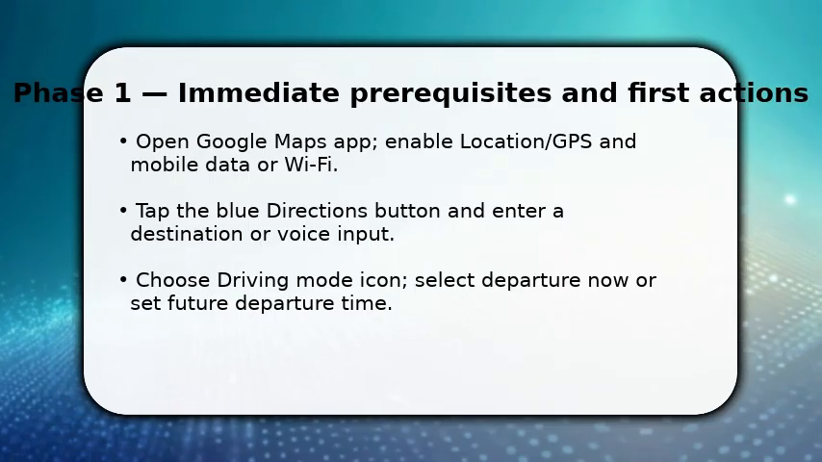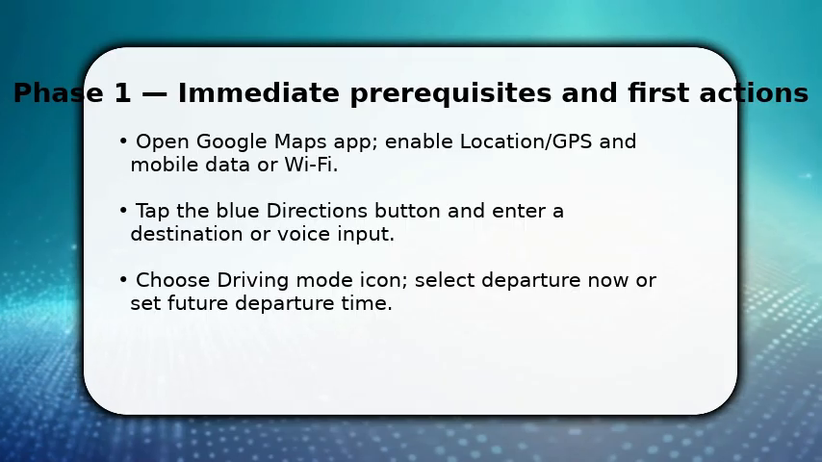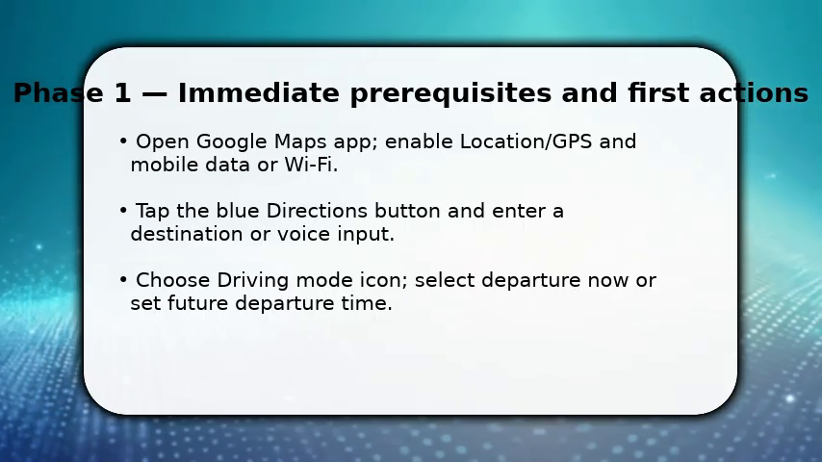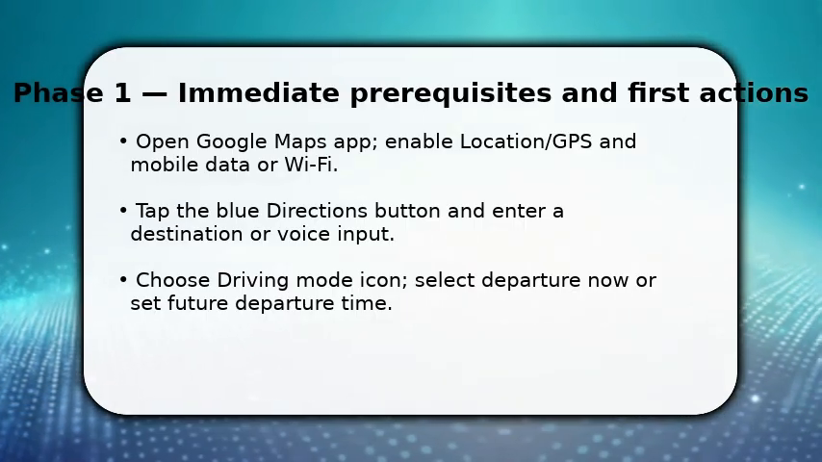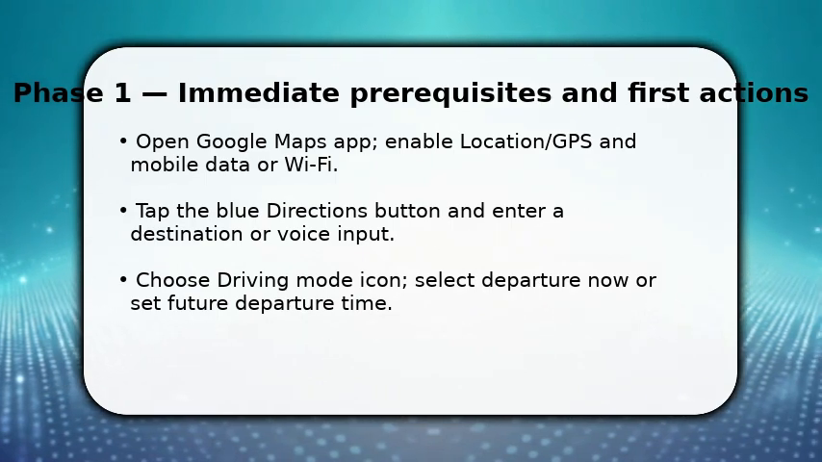Make sure to choose now or set a departure time if you plan ahead. That changes routing for expected congestion. You do this so Maps calculates realistic ETA and suggests lanes, tolls, and quicker alternatives while you focus on driving.